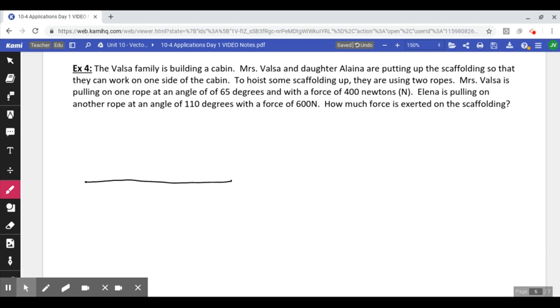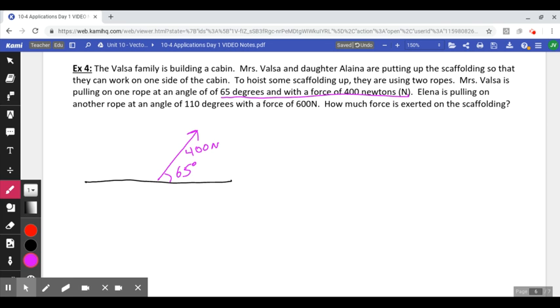So Mrs. Valsa is pulling on one rope at an angle of 65 degrees and a force of 400 newtons. So we can represent that with a vector. That'll be 400 for the magnitude, and then 65 degrees will be your angle. Elena is pulling, let's see here, and we'll just underline that for you.